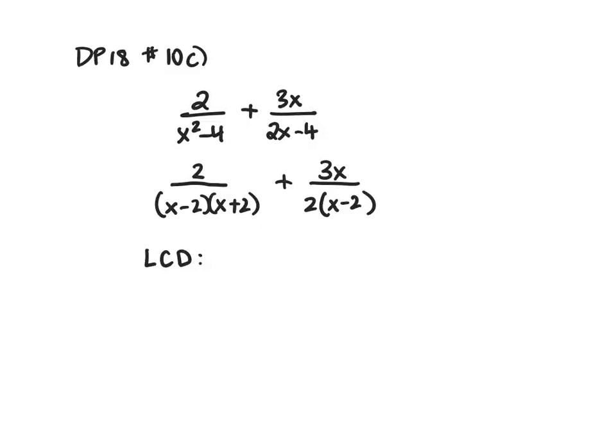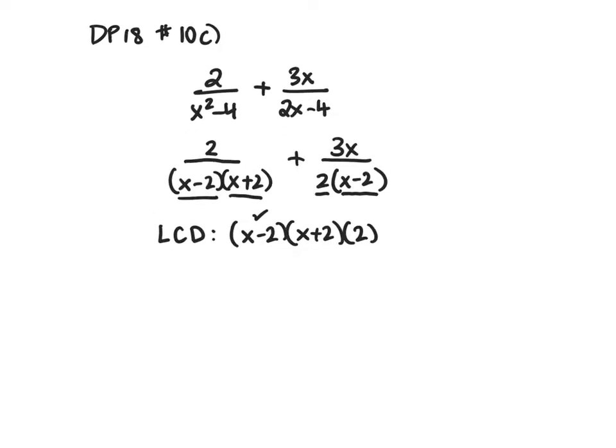So my LCD is going to need an x minus 2 because of this guy. It's going to need an x plus 2 because of this. It's going to need a 2 because of this, and it's going to need an x minus 2, but it already has one. So I don't need to include another x minus 2, because then my lowest common denominator will be a common denominator, but not the smallest one.